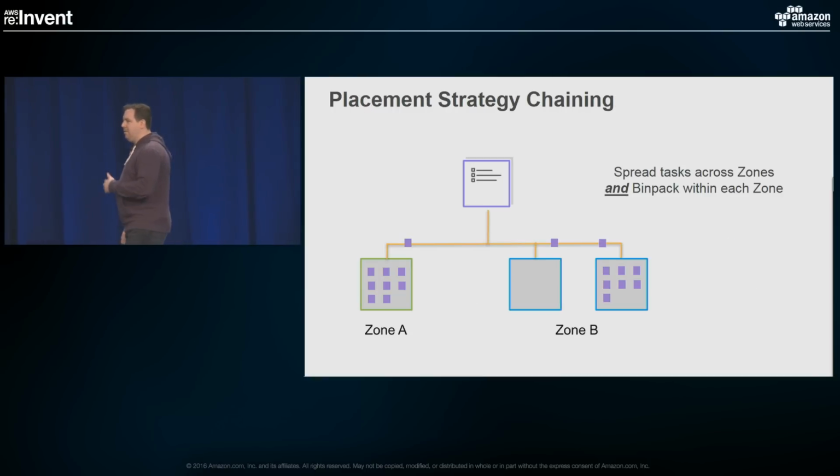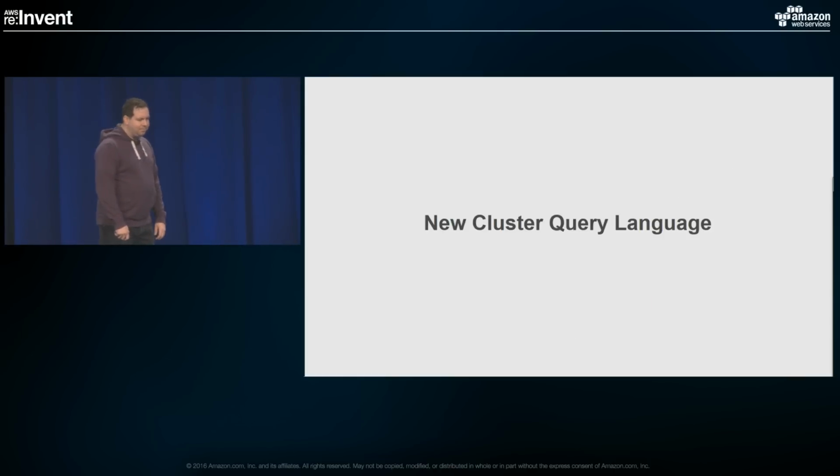I think another really powerful thing that we have in this release is something that we're calling strategy chaining. We'll talk a little bit about the query language that we've written that supports this, but what you get with strategy chaining is the ability to say, I want to spread my service across multiple availability zones, but within a zone, I actually want to bin pack, because I want the availability of being in multiple AZs, but I want to drive up the utilization and lower the cost by running these on as few instances as possible within an availability zone. So I think this is a super powerful feature that we're pretty excited about having for customers.